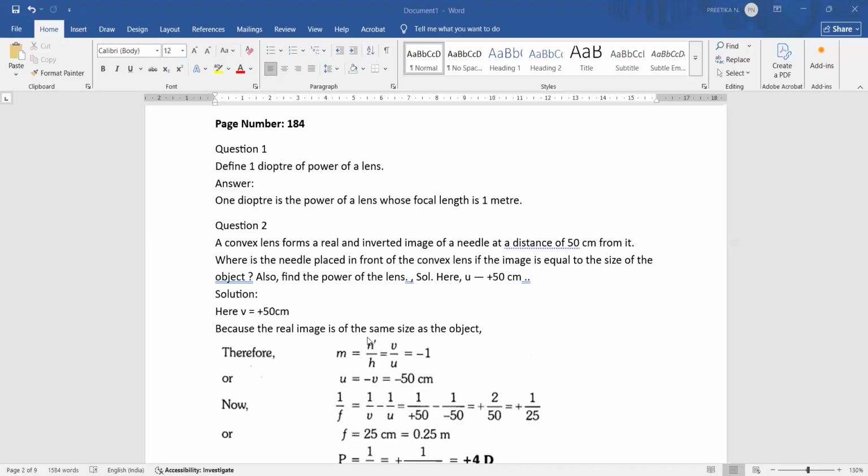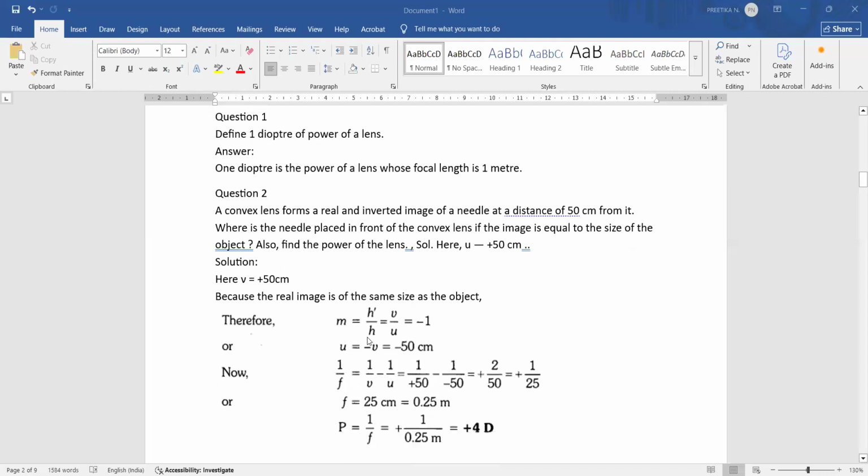So v by u is equal to -1. When you work out the formula, your object distance will come out to be -50 centimeter this time, because v was given and the magnification is -1. Now you got your u, you got your v. You'll simply put it in the formula, which is 1 by f is equal to 1 by v minus 1 by u. When you solve, you will get the focal length as 25 centimeter.